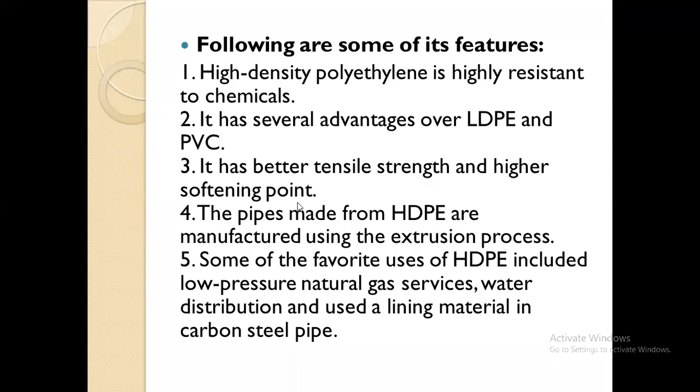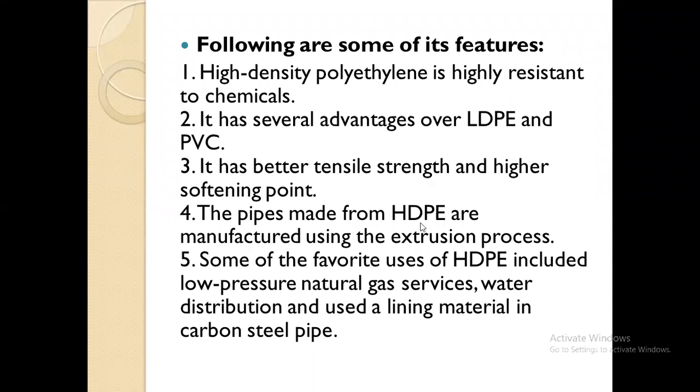Generally, if you are going to implement a solar water heater, or a gas geyser, or an electric geyser for obtaining hot water, then in that case you can go for the provision of HDPE pipe instead of PVC or CPVC, because its softening point is higher.